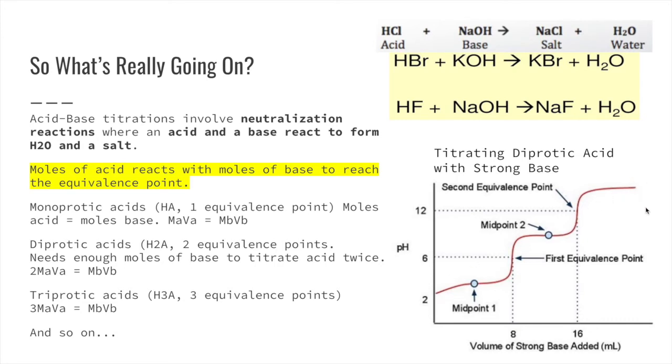And lastly, triprotic acids have 3 moles of H plus per mole of acid, and it has the formula H3A, and it would have 3 equivalence points, and so on.